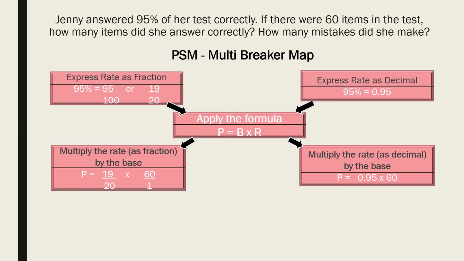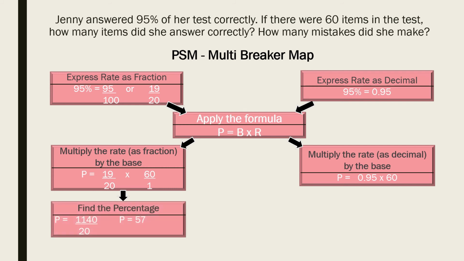If we use the decimal, this is how we do it: 9500 times 60. So, to get the answer using fraction, we have 19 times 60, that is 1,140. Then 20 times 1, that is 20. So, we just have to divide 1,140 by 20 to get the percentage. That is 57. So, that is our answer by multiplying the rate by the base as a fraction.